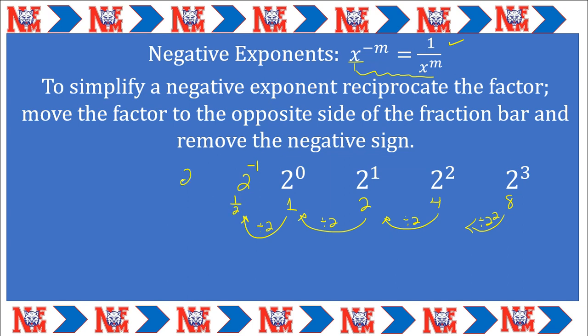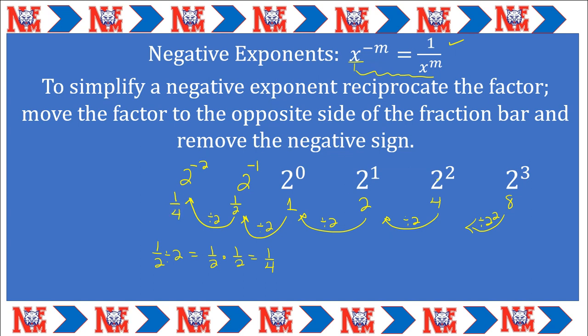Then we're going to have 2 to the negative 2. So we'll take this 1/2 and divide it by 2. So let's just go down here. So we have 1/2 divided by 2 is really 1/2 times 1/2, because dividing by a number is the same as multiplying by its reciprocal. So this gives us 1/4. So 2 to the negative 2 is simply 1 over 4.